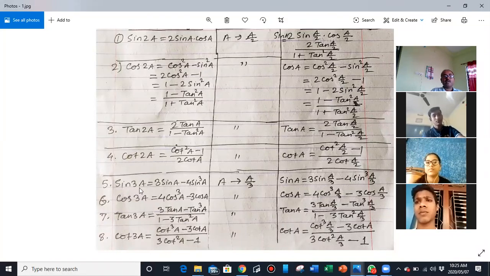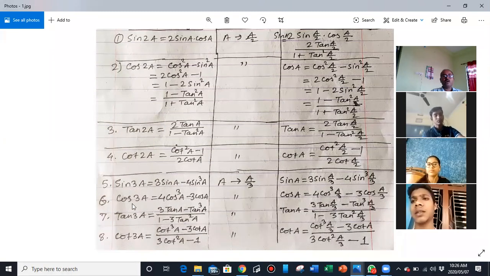See sin 3A, you know it is 3 sin A minus 4 sin cube A. So if A is replaced by A by 3, the 3 cancels, and it will be sin A on the left side. This side A will be replaced by A by 3. So what form will it take? Sin A equal to 3 sin (A by 3) minus 4 sin cube (A by 3).